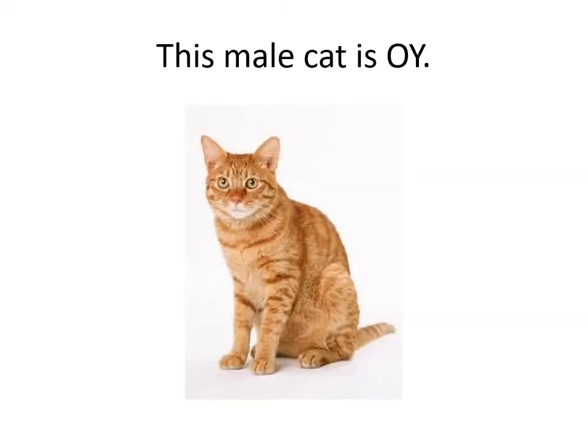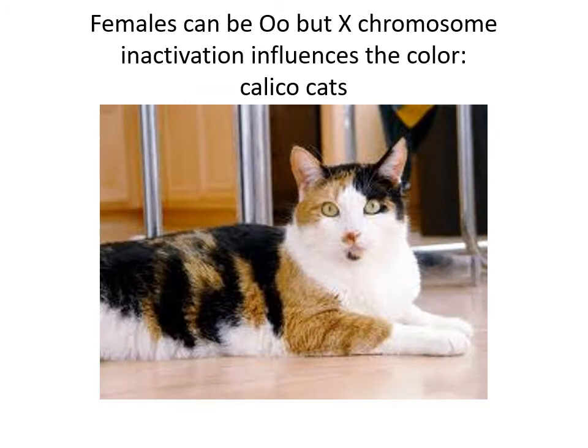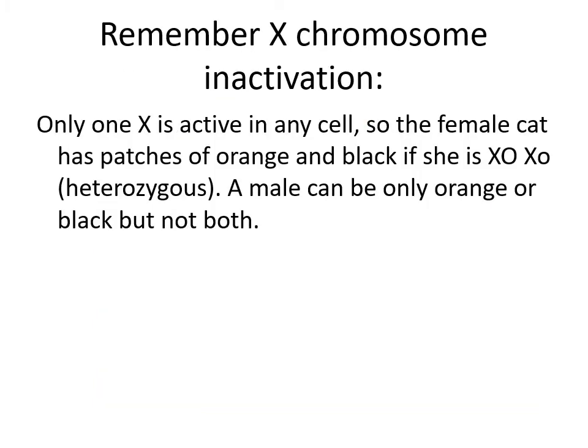Okay, so this male cat is big O Y, meaning to say he's orange. Now, one thing about the orange allele, because you can't produce the black pigment, you can't tell whether the cat's agouti or not. You'll have the default tabby pattern in the cat, but agouti can't be determined in a cat that's orange. So a female can be big O, little O, but remember the patches of her fur are going to express one of those genes, but not the other, because of the X chromosome inactivation process. So remember, one X is active in any cell, so the female cat will have patches of black and orange.